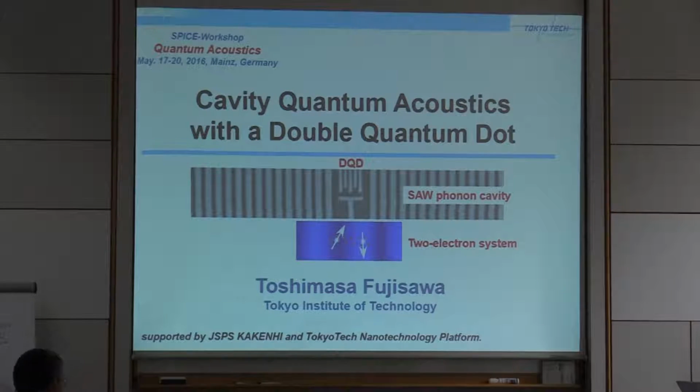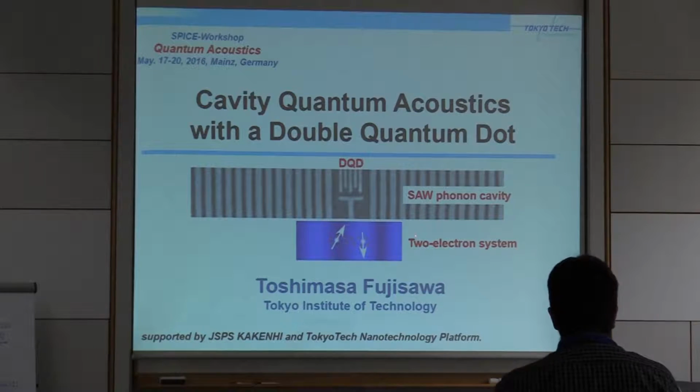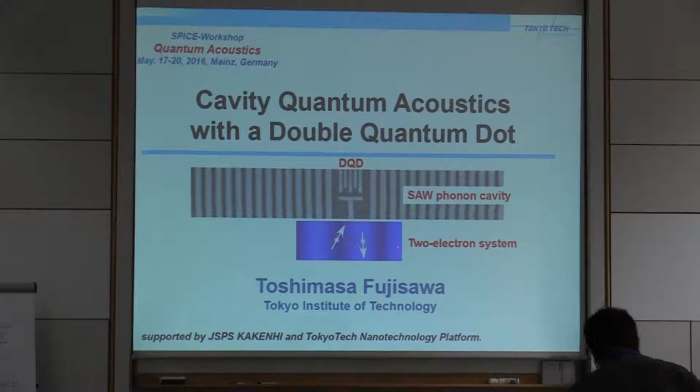What we are actually doing is working on a single or double, one or two electron system in a double quantum dot inside a surface acoustic wave phonon cavity. I was quite impressed by the poster of the workshop, so I borrowed some central image in this first page.